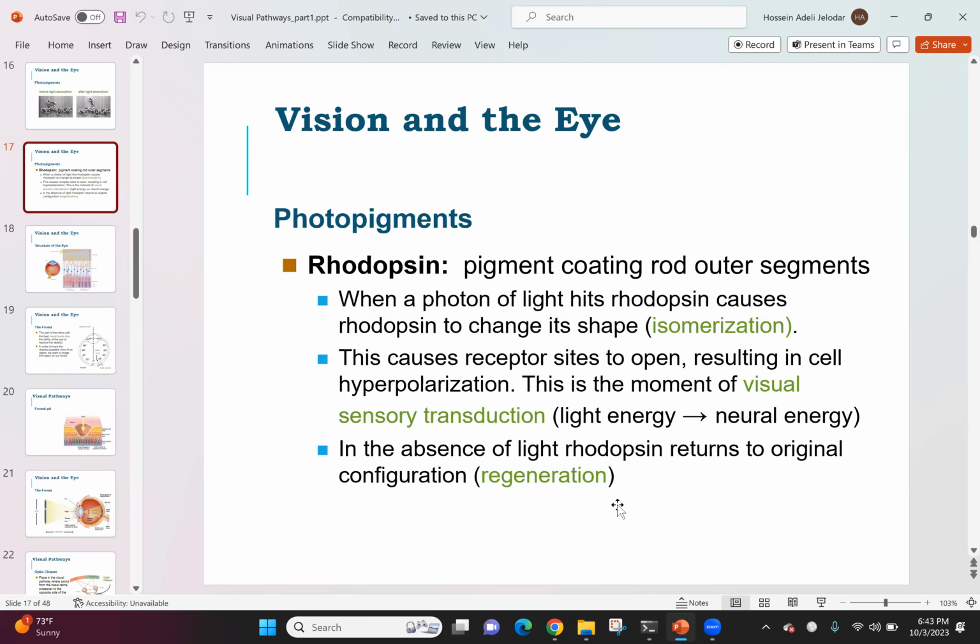And that's the process of sensory transduction. That's how light becomes neural activity. And then when the light goes away, the protein goes back to its original form, and the process continues. And we have a lot of these rods, and we have a lot of these photopigments on the surface of the rod, and that's how it works.